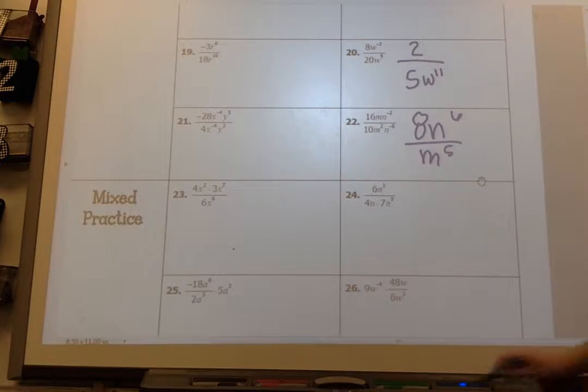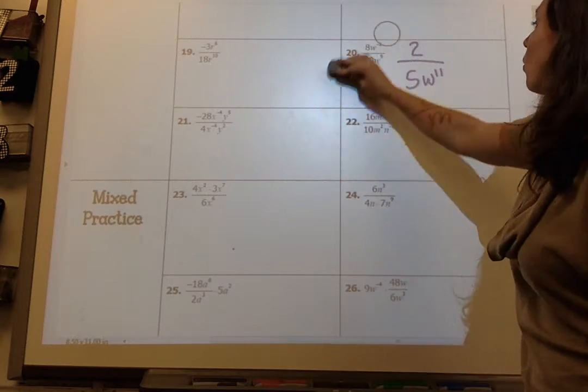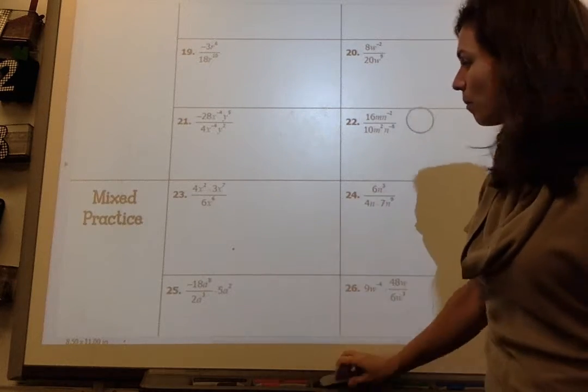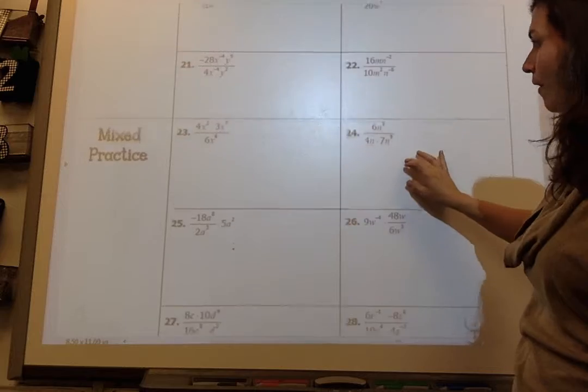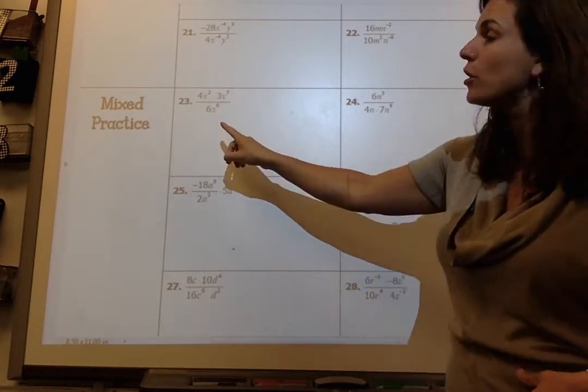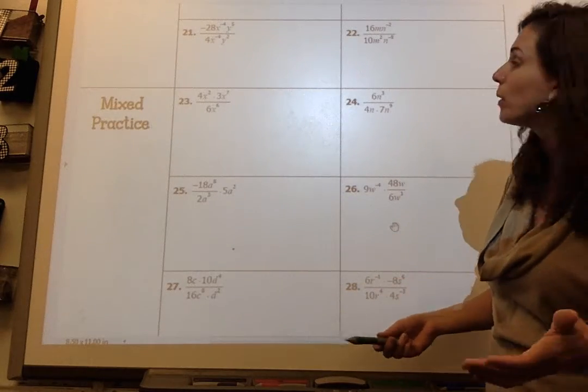All right. And now down here on the bottom for this mixed practice, now we're multiplying and dividing. So remember our rules for multiplying and dividing when we have fractions is we can do the numerator as one operation, and then we divide at the end. So I'm just going to go ahead and practice with you on number 23.